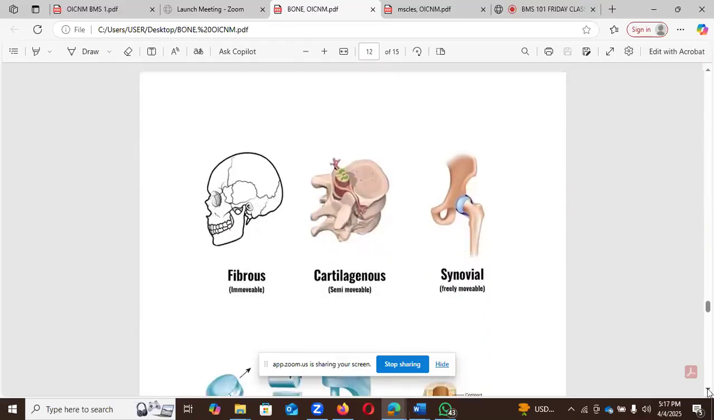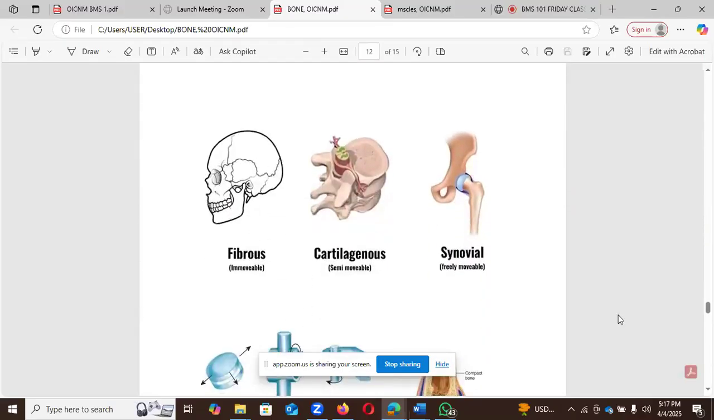Again, we look at joints. We looked at joints last week. I told you that we have three types of joints. We have the fibrous joints. You can see these sutures. So the fibrous joint is located in the skull.